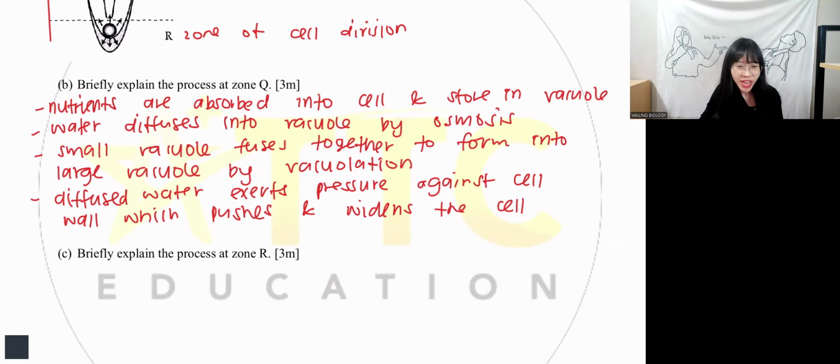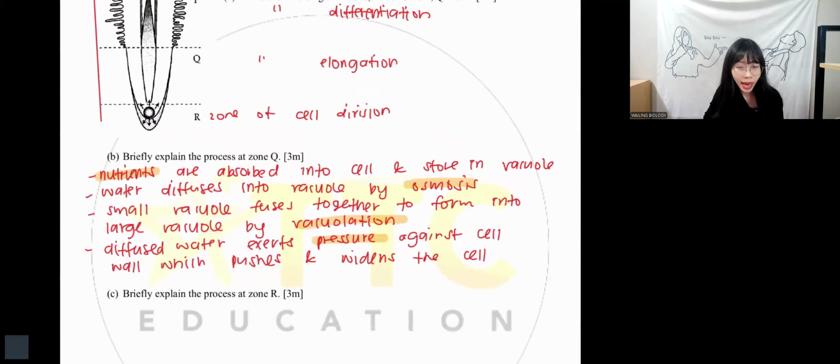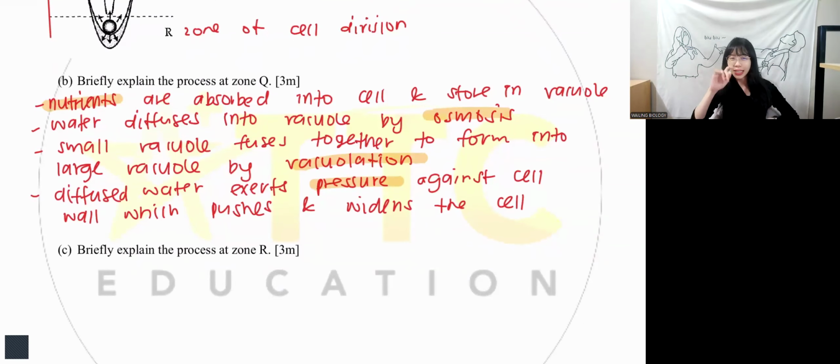Okay? Briefly explain the process at zone R. Let me highlight the word first, just in case you don't know what I'm trying to say just now. These are the 4 keywords, okay? Next, explain the process at R, zone of cell division. Cell division means that they carry out what process? Zone of cell division, they carry out mitosis process, correct? Who carry out mitosis process?